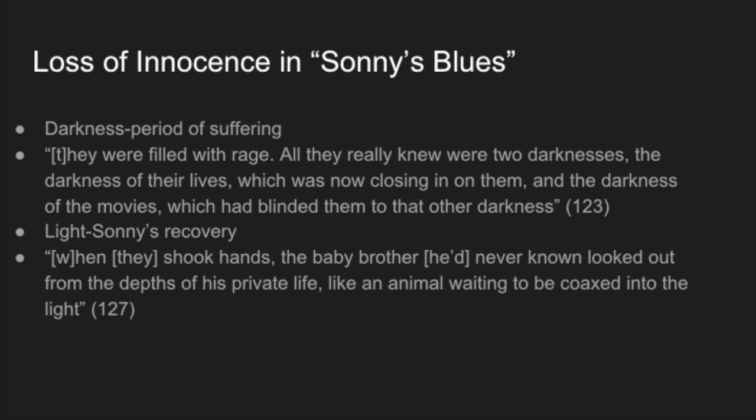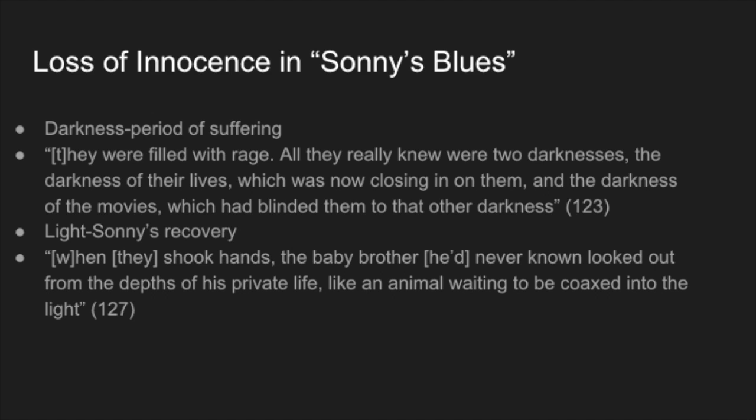He says, "They were filled with rage. All they really knew were two darknesses, the darkness of their lives, which was now closing in on them, and the darkness of the movies, which had blinded them to that other darkness." Page 123. The characters are struggling with their addictions, and they don't have any good or light in their lives.